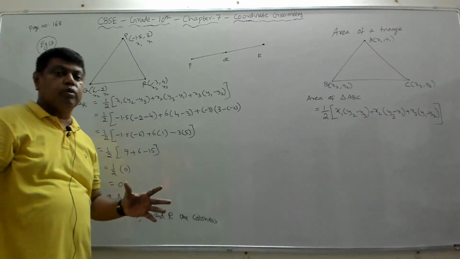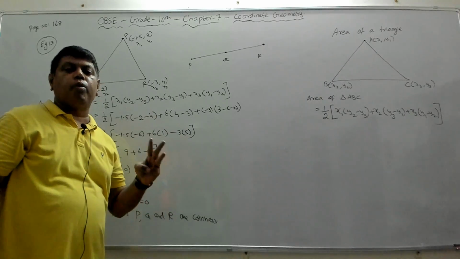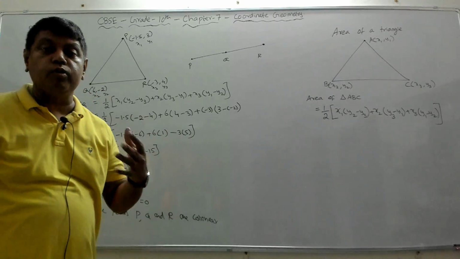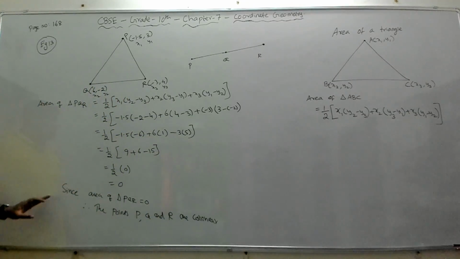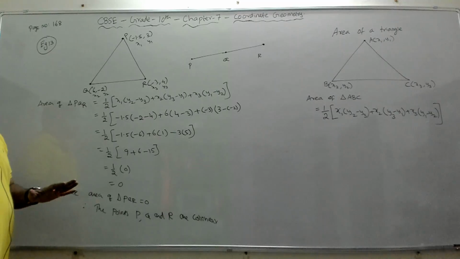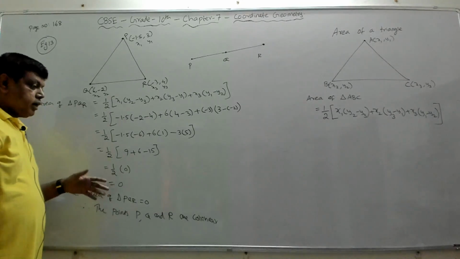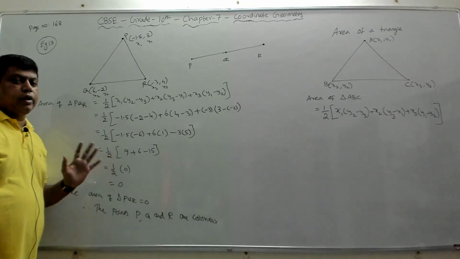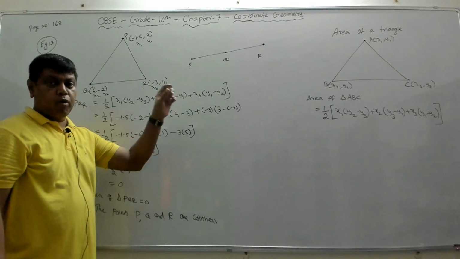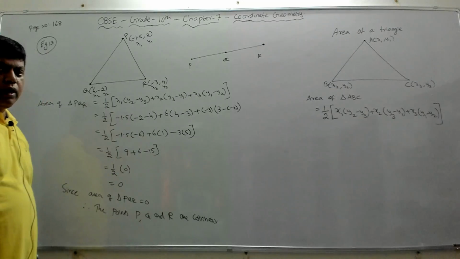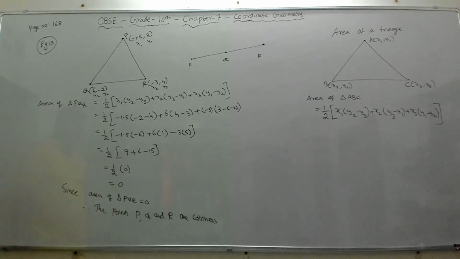Sometimes they will ask you to check whether the given 3 points are collinear. They will give you 3 points and they will ask you to check whether it is collinear. In that case, you find the area of the triangle for the 3 points, and if the area of the triangle is 0, then the points are collinear. If the area of the triangle is not 0, then the points are not collinear. Fine. Collinear means all the 3 points lie on the same line. So all of you can pause the video, take the notes.